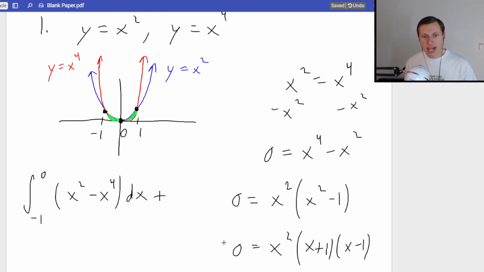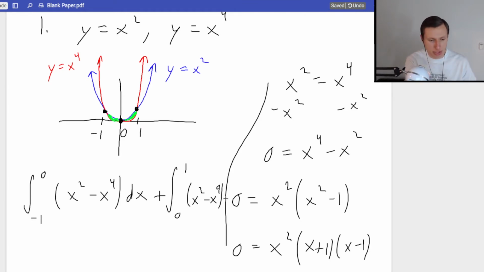Plus, my second integral is going to be the integral from 0 to 1. Those are my second set of x points. And that's going to be the top function. Again, it's x squared minus x to the 4th. That's supposed to be a 4. And then I ran out of room, but put dx there as well. Okay, any questions so far now?